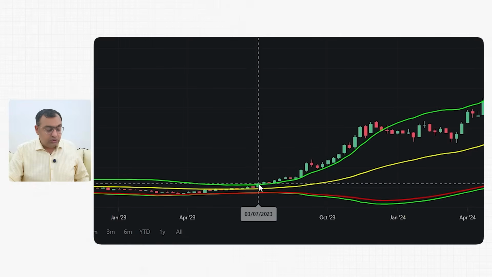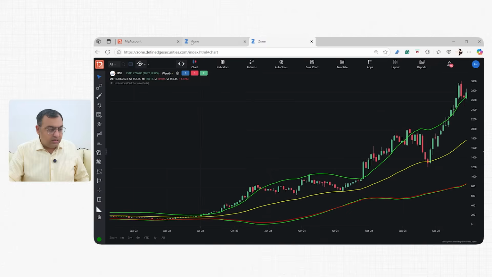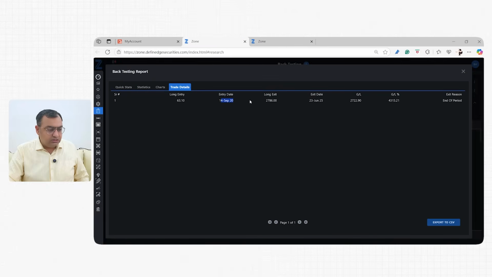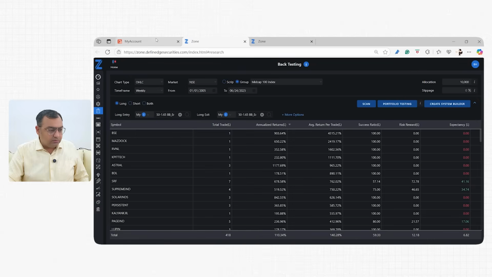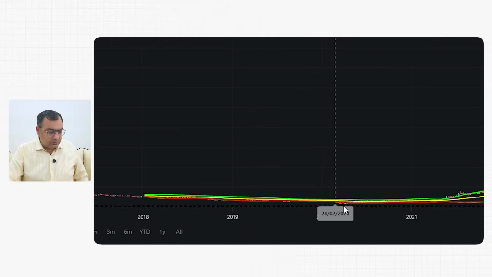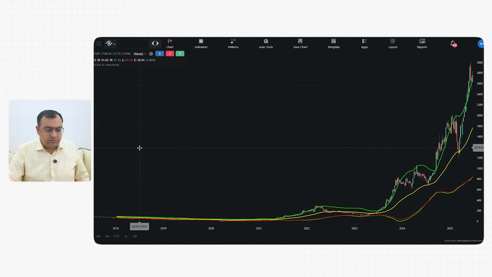First buy 3rd July 2023. And if I just go to the BSE trade detail, what was the trade which we got? 14 September 2020. Oh, all right. Okay, so which is still going on. So probably I have to go more back. Yeah, over here. Okay, so I guess in 2020 it got triggered somewhere over here and which is still continuing.